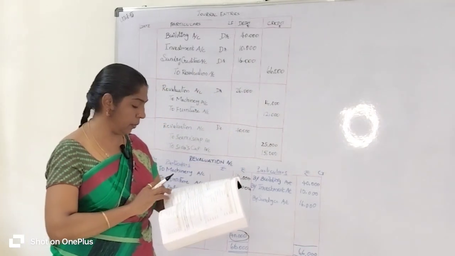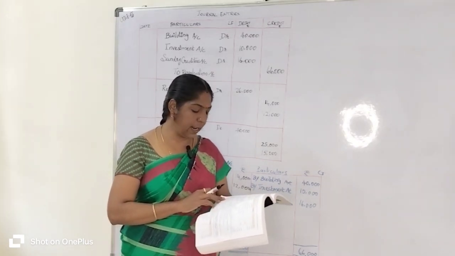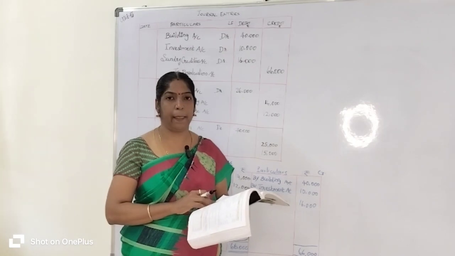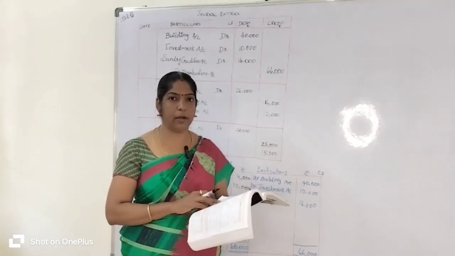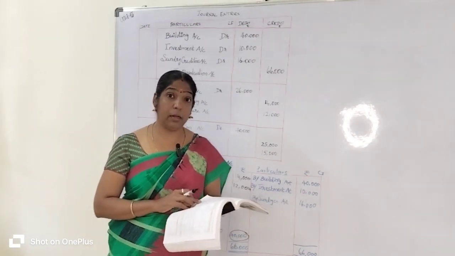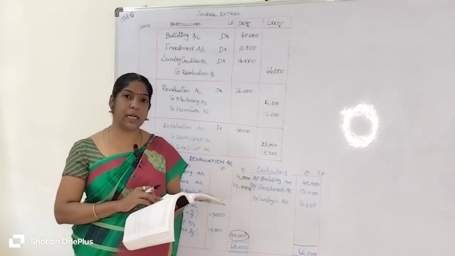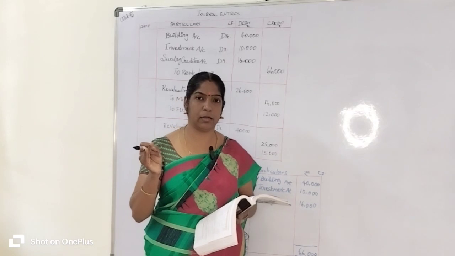Got it? Listen. Sum number D: to write off sundry creditors by 16,000 rupees. Sundry creditors belongs to which account? Asset account or liability account? Sundry creditors belongs to the liability account. We learnt about it in the 11th standard journal entry. What is meant by sundry creditors? What is meant by sundry debtors?